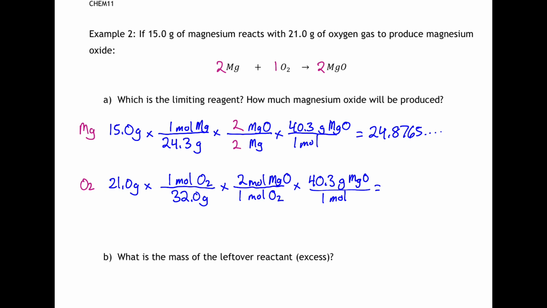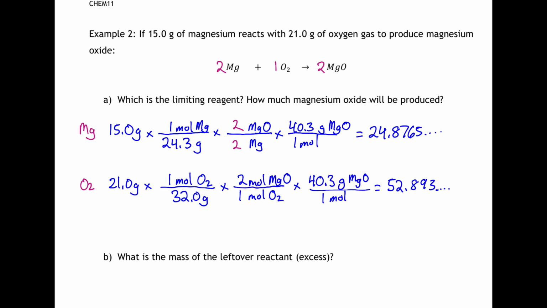21 divided by 32 times 2 times 40.3. And I get 52.893. That's plenty of digits. There's more, but I don't need them.